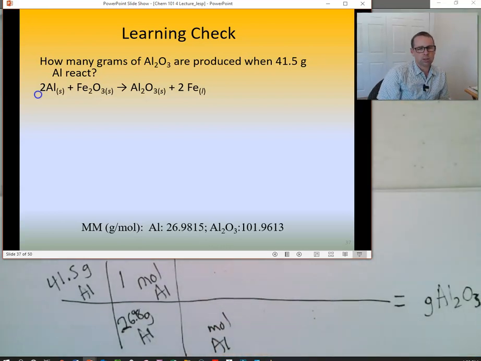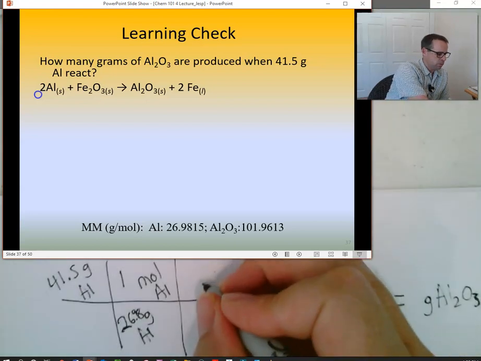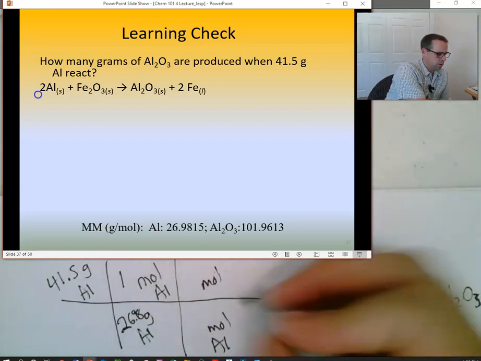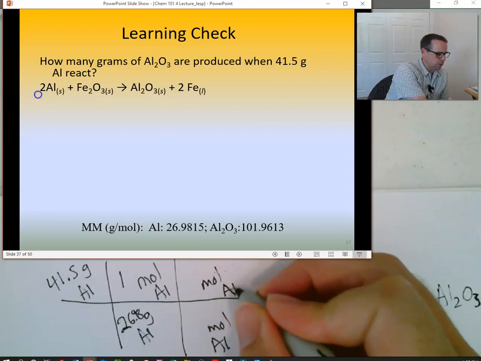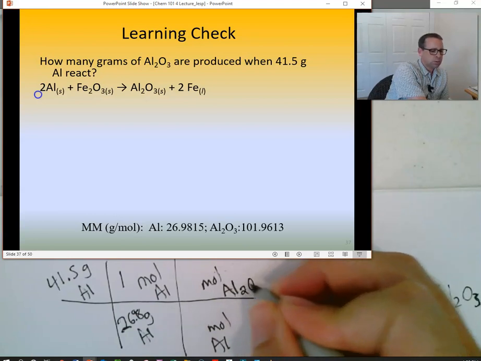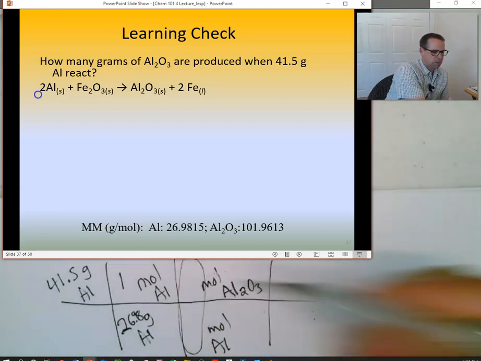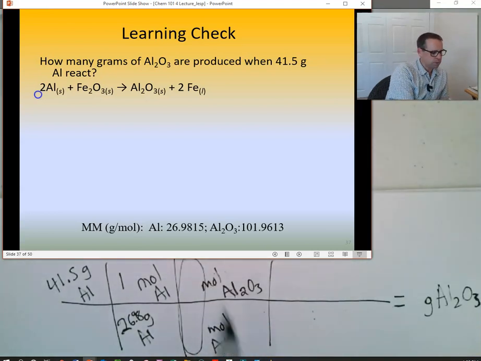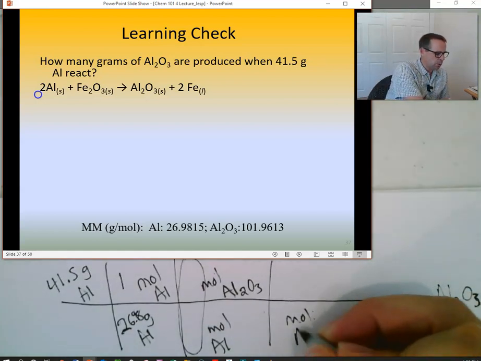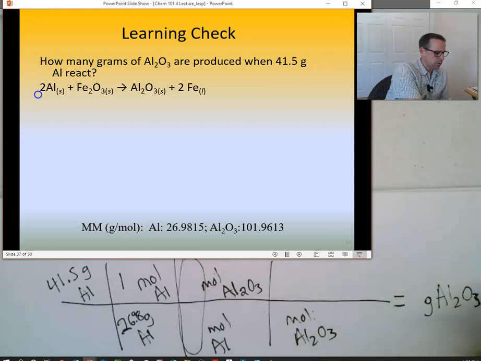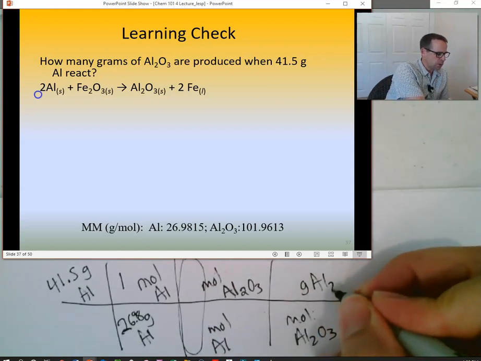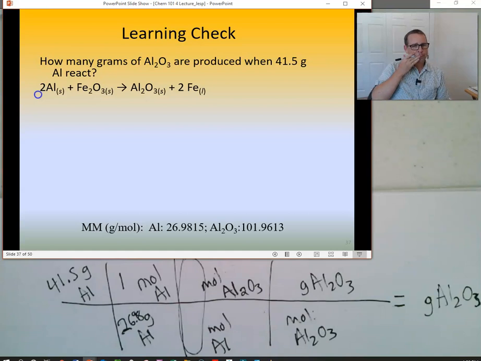And we want to go to what? Eventually grams. So we're going to go to moles of aluminum oxide, Al2O3, because that's what the equation can tell me. It allows me to go from moles of one material to moles of another, and then I can go from moles of aluminum oxide to grams of aluminum oxide.